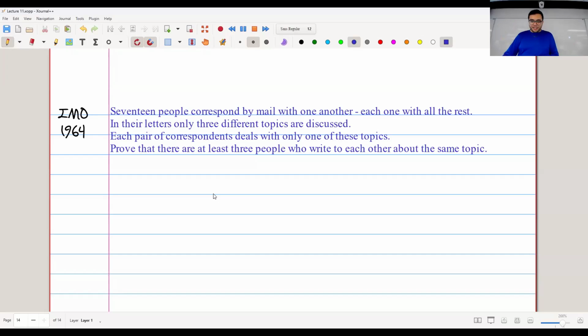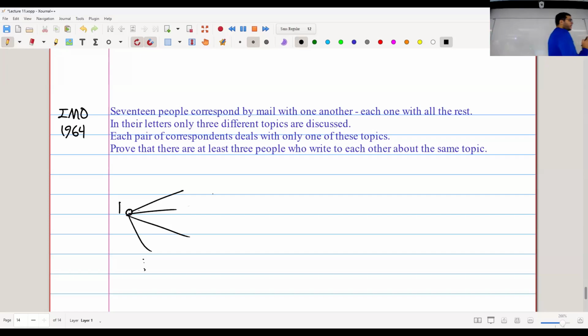Okay. Here's how I would do this. I'll try to do it exactly like the previous one. So let's look at person number 1. They're writing to 16 other people, right? So 16 edges are coming out. I'm not going to draw all the 16. But these 16 edges can have 3 colors. So there is at least one color that is used in at least 6 of the edges, right?